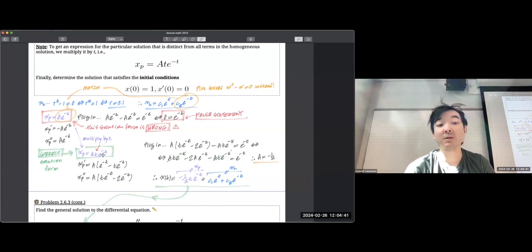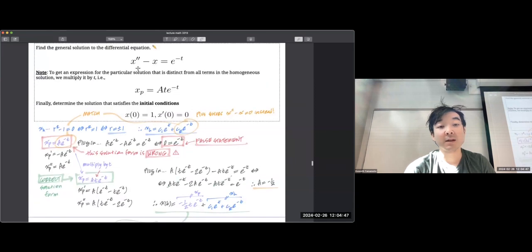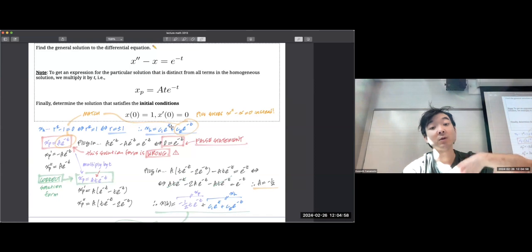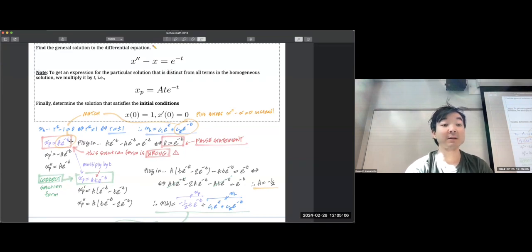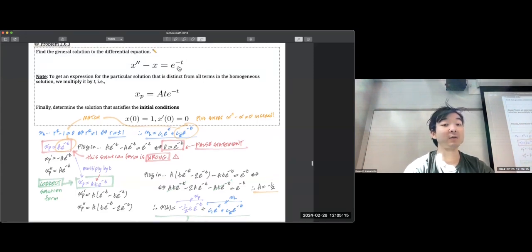But you can tell ahead of time this would happen if you compute your homogeneous solution first. Because it's x double prime minus x, it's going to be r squared minus 1 equals 0, and you get r equals plus or minus 1. So it's c1 e to the t plus c2 e to the negative t. Then you look at the right-hand side, e to the negative t, so my initial guess for a particular solution would be a e to the negative t. But wait, that's exactly the second homogeneous solution. So it's never going to have any hope of solving this differential equation, because it'll solve the homogeneous equation instead. That's your sign that you have to multiply by t.